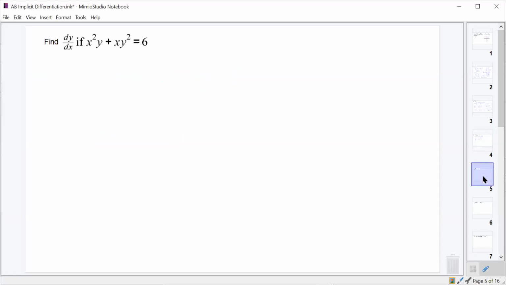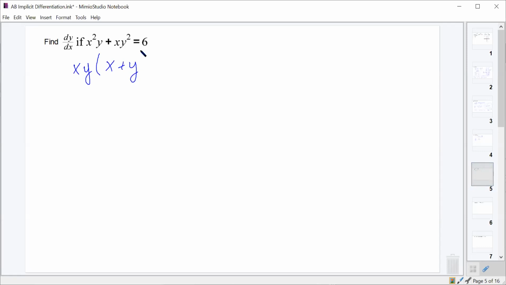All right, let's make this a little more complicated now. x squared y plus xy squared equals 6. And we want to find dy dx. So what are we going to do? Maybe factor out the x's. Okay, we could try to factor out an x. We could also factor out a y. We could factor out an xy if we wanted to. Sure, we could do that. Take out an xy, what are you left with?